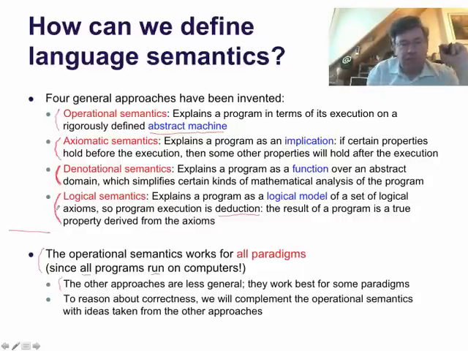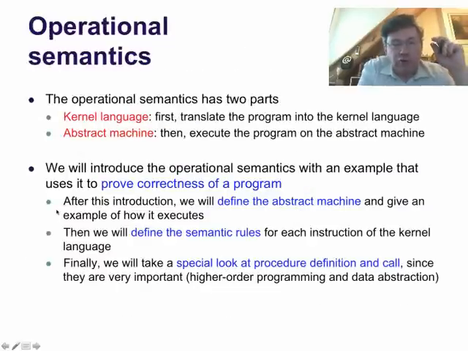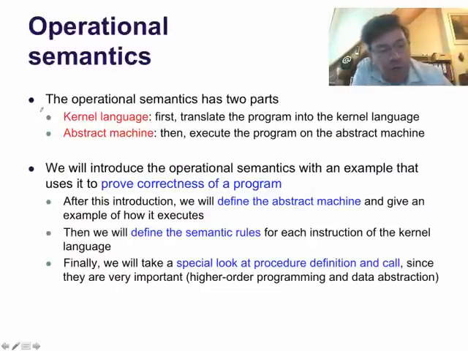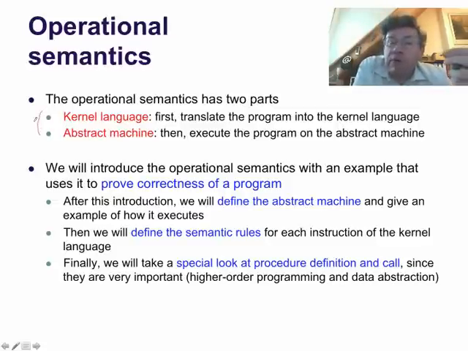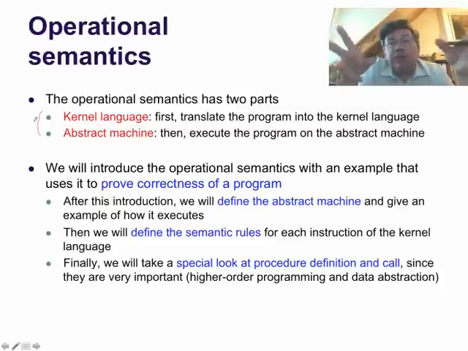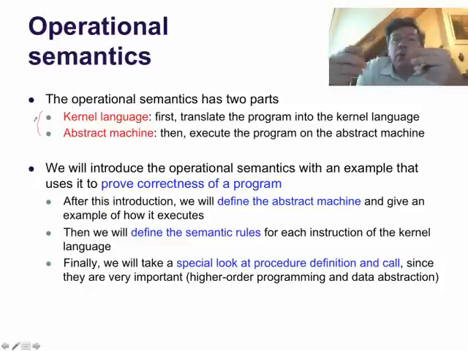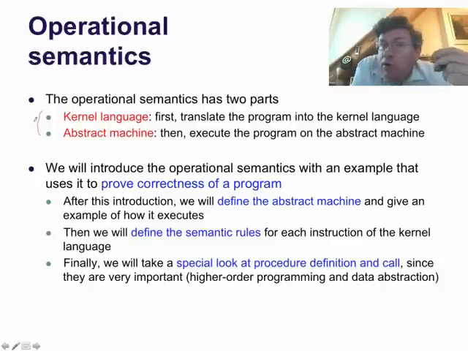So the operational semantics has two parts. It has a kernel language. So we take a program written in a practical, very complicated language and translate it into a simple kernel language. So this simplicity is very important because it means that the abstract machine, which then executes the kernel language, can be very simple. So the kernel language is very important for the operational semantics approach.